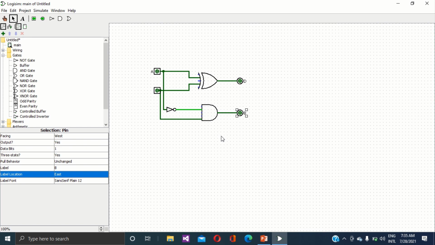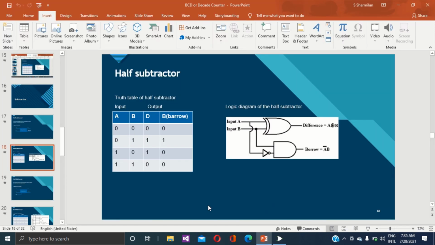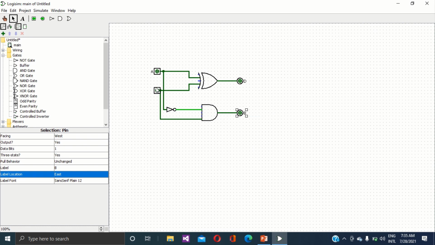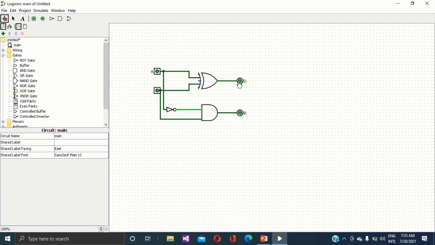Now I am going to check my truth table. First I am going to check A equals 0, B equals 0. Here A equals 0, B equals 0. My difference equals 0 and I don't have any borrow.